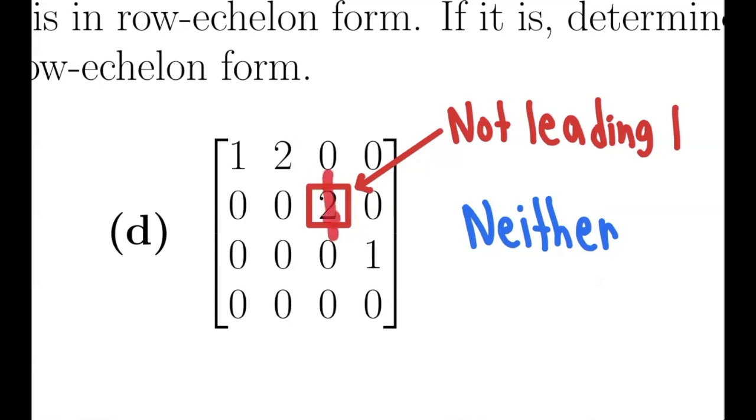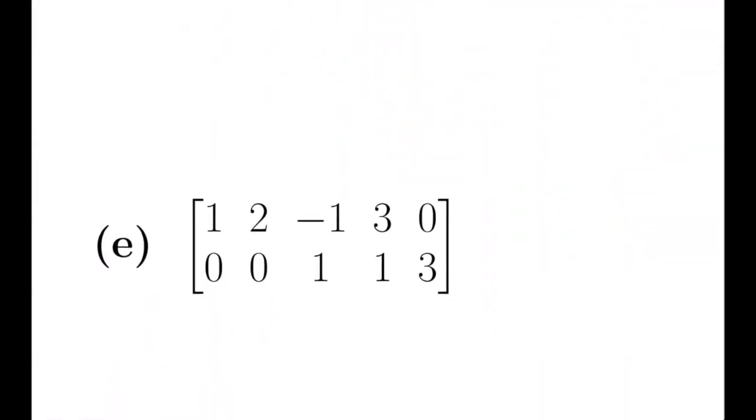Exactly, because if this was a one, it's still to the right of this one. It's just a little more to the right. It doesn't have to be immediate right. It can be 2 places to the right or 3 places to the right, which we're gonna see right here. It's almost as if I knew it was coming. Yeah. Part E, is this row echelon form?